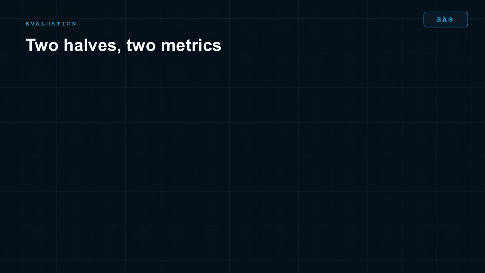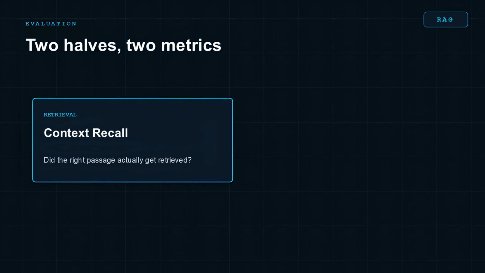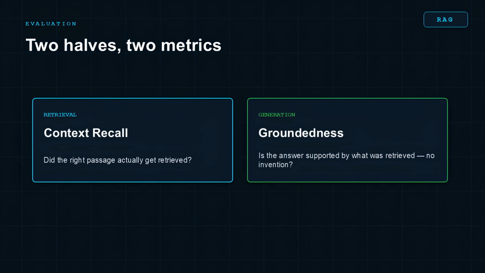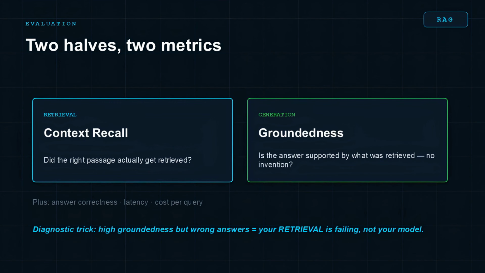How do you know it works? RAG has two halves, so it needs two kinds of metric. For retrieval, context recall. Did the right passage actually get retrieved? For generation, groundedness. Is the answer supported by what was retrieved with no invention? Plus the practical ones. Answer correctness, latency, and cost per query. And here's the diagnostic trick. If groundedness is high, but answers are still wrong, your retrieval is failing, not your model. The two metrics tell you which half to fix.